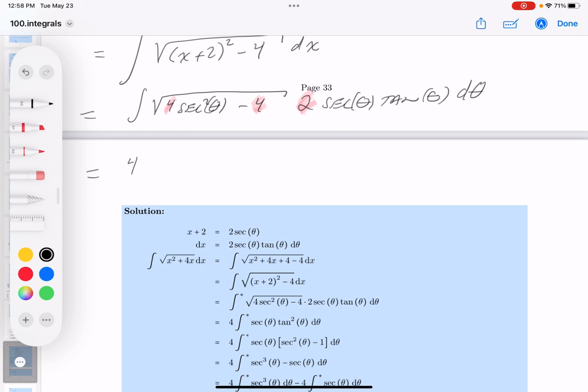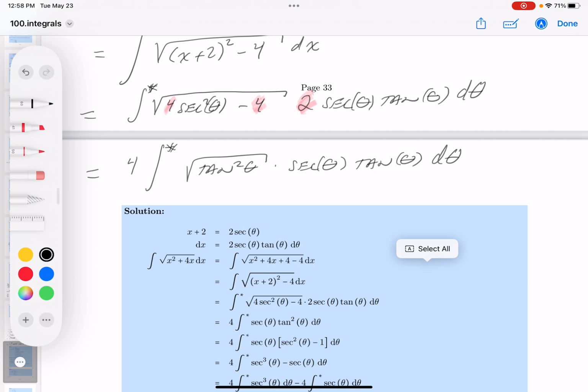And what are you left with? On integration, put a little star over here, indicating to go back to x's later. It's going to be secant squared minus 1, which is the tangent squared. And then what do you get there? You get secant theta, and then you get tangent of theta. All right, square root of tangent squared does present some issues for me. I'm not going to worry too much about that, and I'll just simply say tangent of theta.